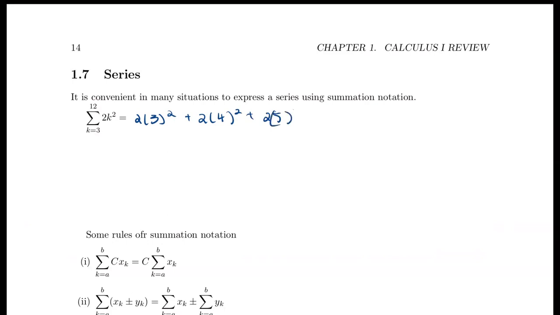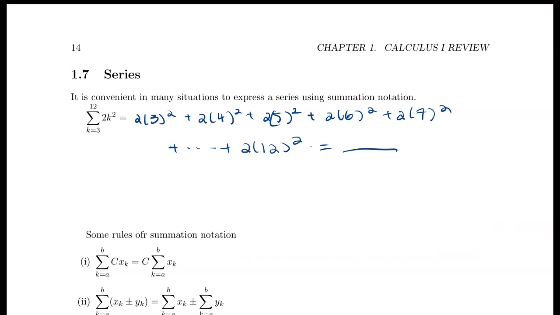2 times 5 squared plus 2 times 6 squared plus 2 times 7 squared. And you could keep on adding this until you reach 2 times 12 squared, which is some number. You could probably calculate that on your own, but that's okay for this part. But that's just the idea of the summation that we want to get used to.